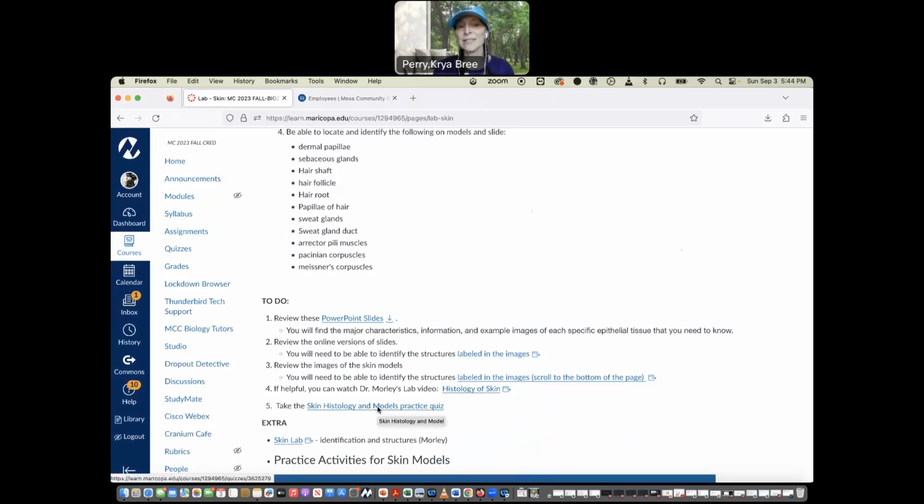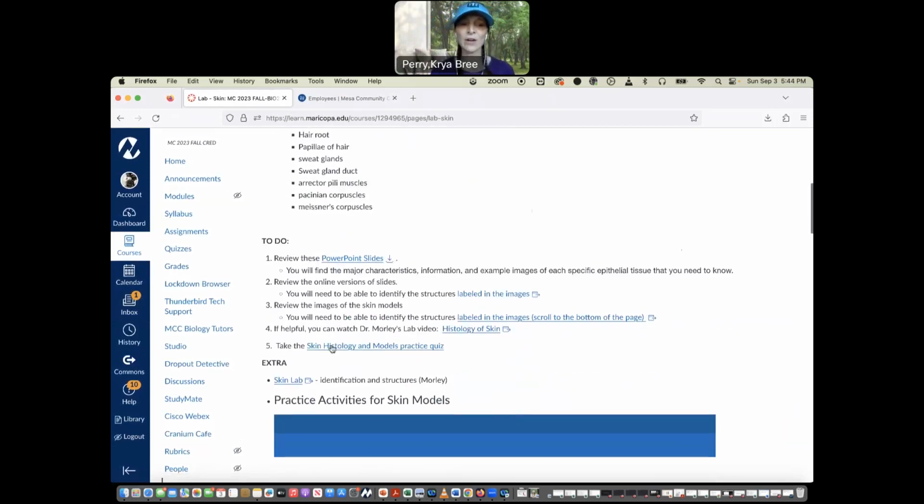But for the skin histology and the skin slides, again, we're just having you identify things. You do not have to know the function. That won't be until we get to the integumentary system, which will be in lecture after the first exam. Okay. And then there is a skin histology and models practice quiz that you can take here.